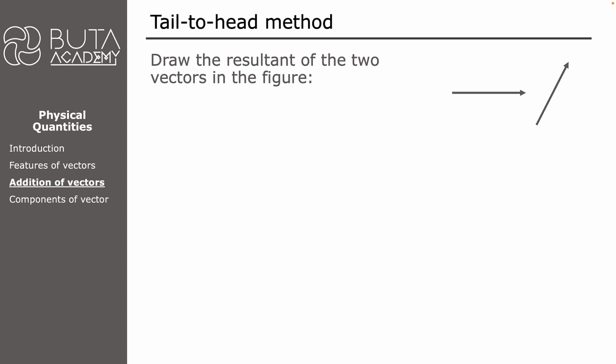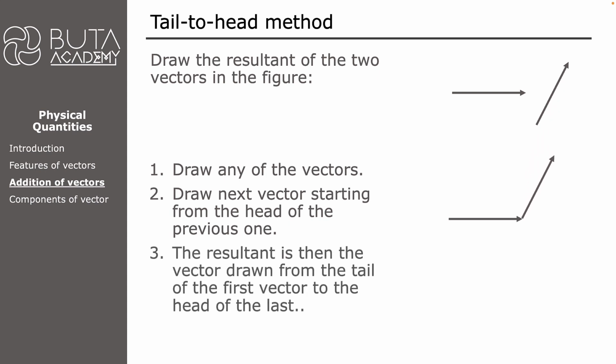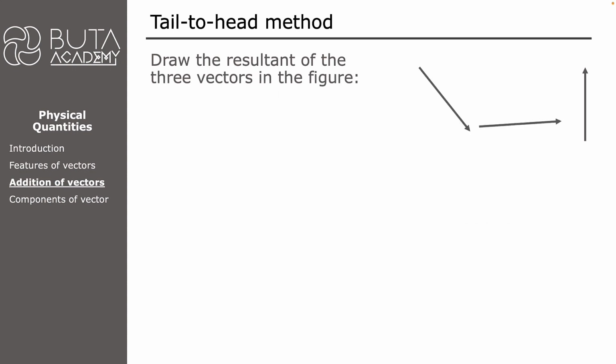Another method of adding two vectors which are not parallel is tail-to-head method, or in some textbooks you can see it as head-to-tail method. In this method, we start addition by drawing one of these vectors. Then, as mentioned in the name of the method, we draw the next vector by joining its tail with the head of the previous one. Resultant vector is drawn starting from the tail of the first one and ending at the head of the last one. Unlike tail-to-tail method, we can add more than two vectors by using tail-to-head method.